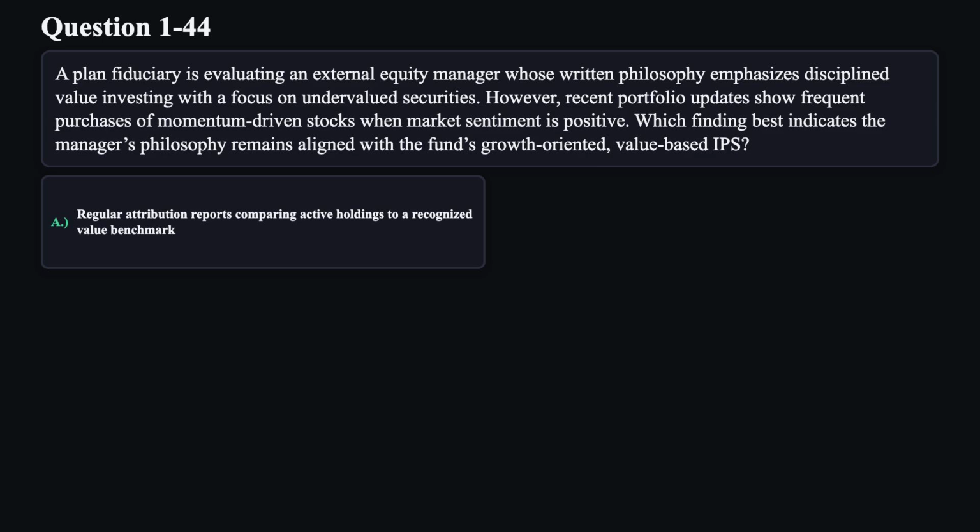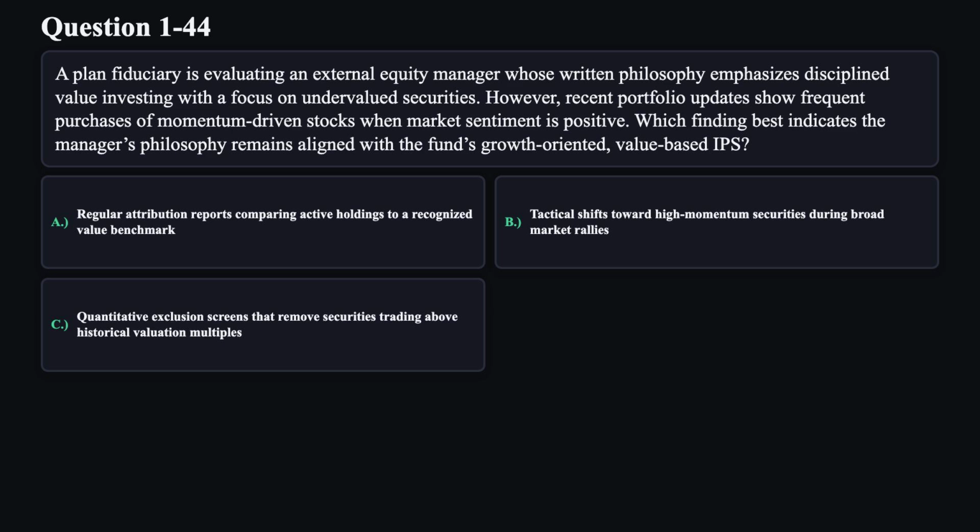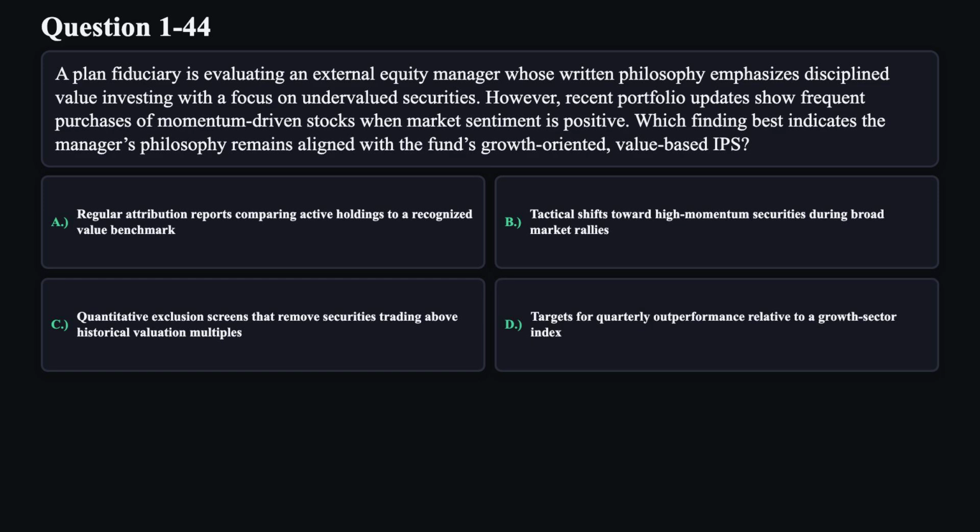A. Regular attribution reports comparing active holdings to a recognized value benchmark. B. Tactical shifts toward high-momentum securities during broad market rallies. C. Quantitative exclusion screens that remove securities trading above historical valuation multiples. D. Targets for quarterly outperformance relative to a growth sector index.